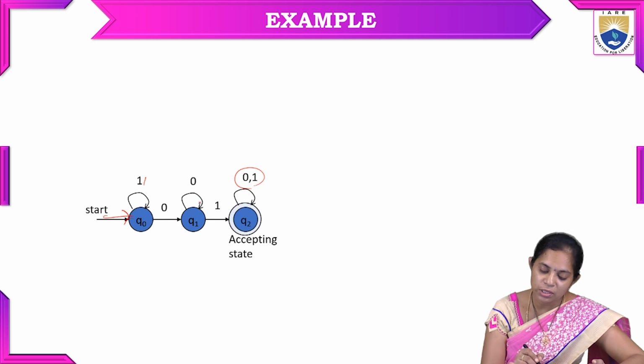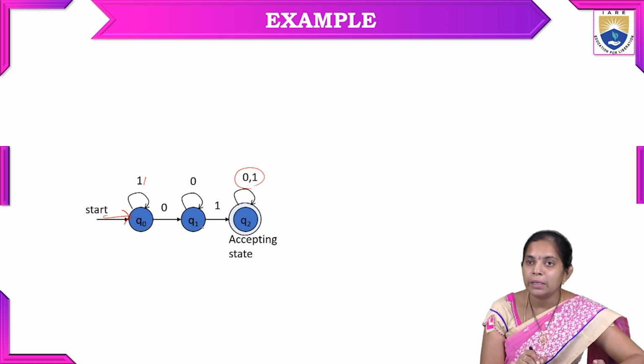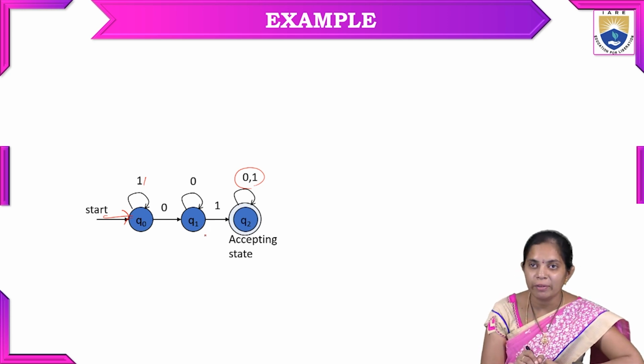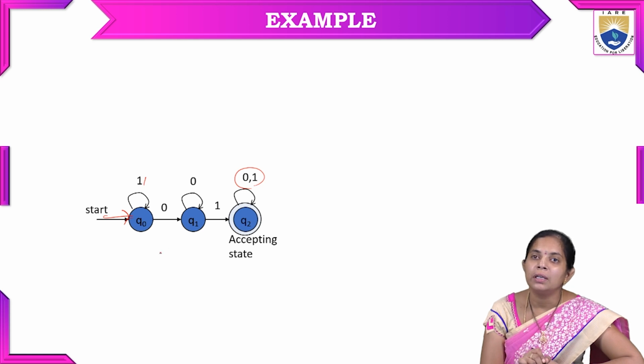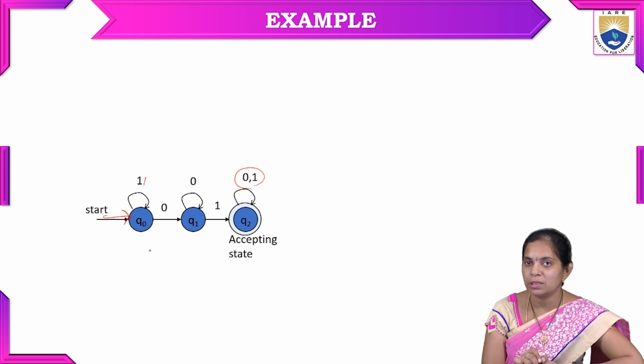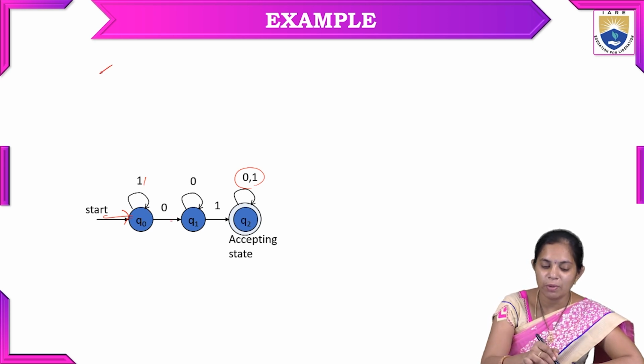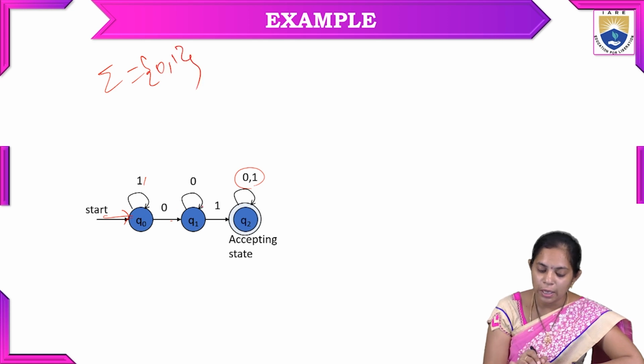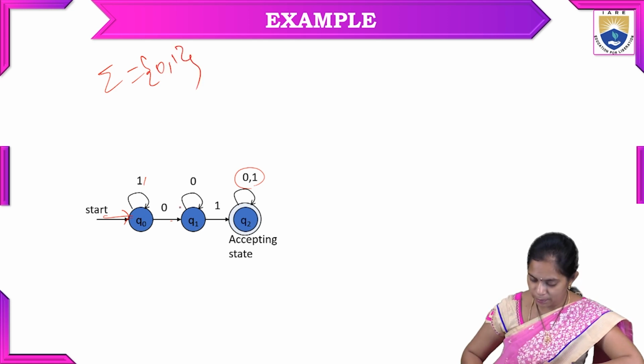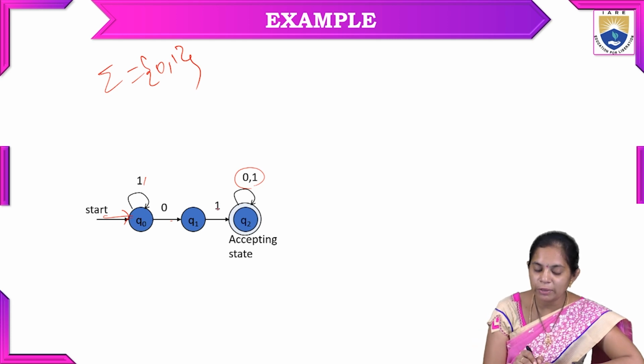And here, one more 0. So for the construction of a DFA, we need to find the paths for every input symbol. If you observe, 1 is there and 0 is there, so we have sigma equal to {0, 1} only. Earlier, only 1 was there.